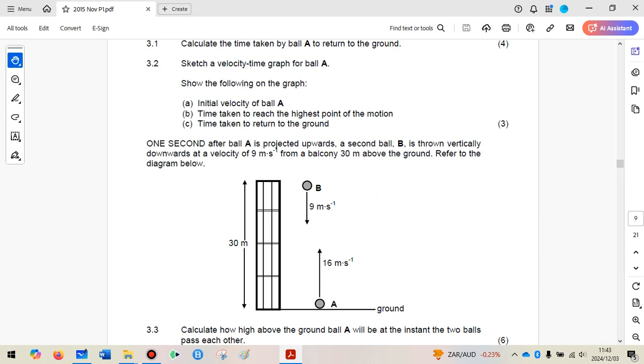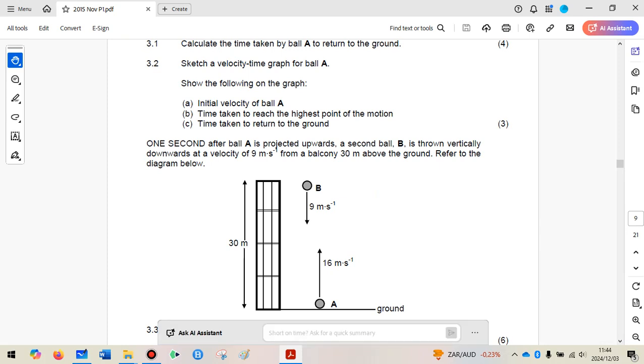Then the next question asks us to sketch a velocity time graph for ball A, and we have to show the following. Now, even if they don't tell me to show anything, I will show as much as I possibly can on the graph if I've calculated it or if I have it. So they want me to show the initial velocity of ball A, the time to get to the highest point, and the time taken to return to the ground.